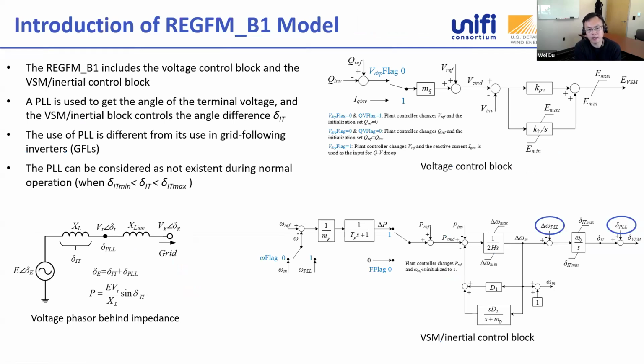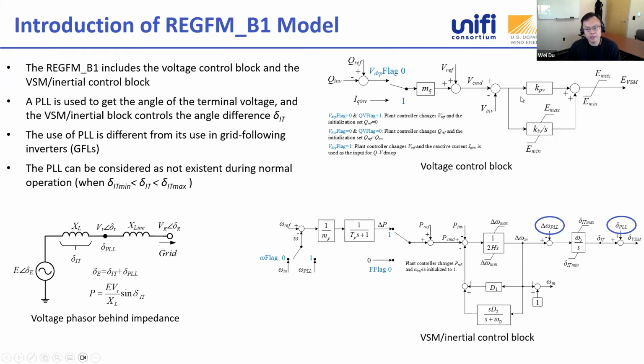This slide shows the main control blocks of the REGFM B1 model. You can see first it is still a voltage phasor behind an impedance, because this is grid forming. Then it has a virtual synchronous machine inertia control block, so you can see an inertia time constant and damping in the control blocks. It also has a voltage control block, which is very similar to a synchronous machine exciter control or AVR control.